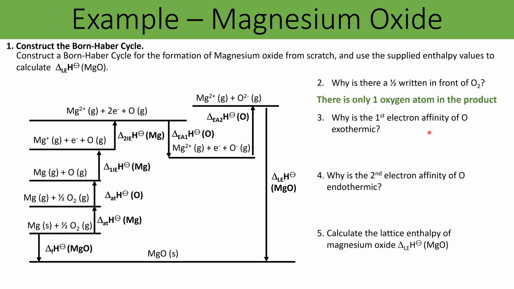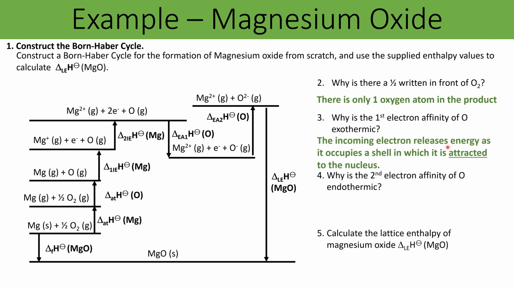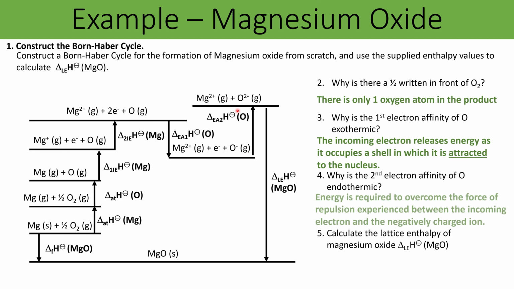Why is the first electron affinity of oxygen exothermic? Well, the incoming electron releases energy as it occupies a shell in which it's attracted to the nucleus. So the first electron that you give an atom, if you're reducing it, it's attracted. It's like forming a bond, so it's going to release a bit of energy. Second electron affinity, however, is endothermic because energy is required to overcome the force of repulsion experienced between the incoming electron and the negatively charged ion.